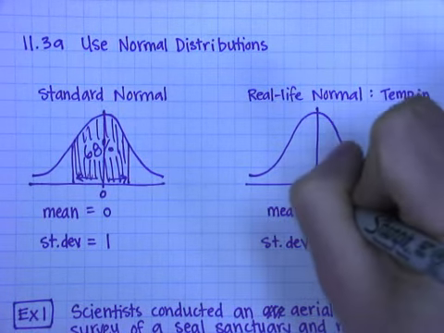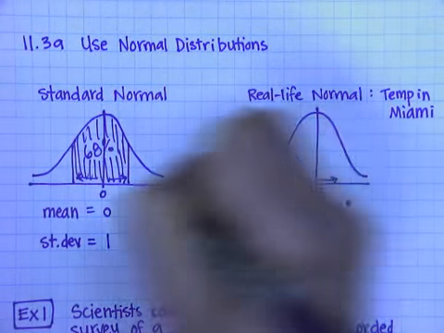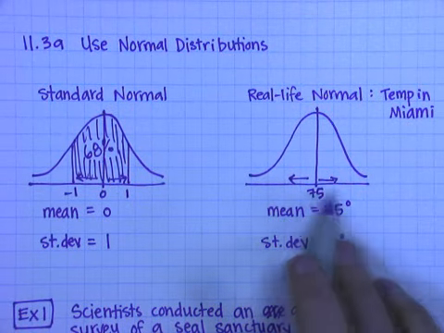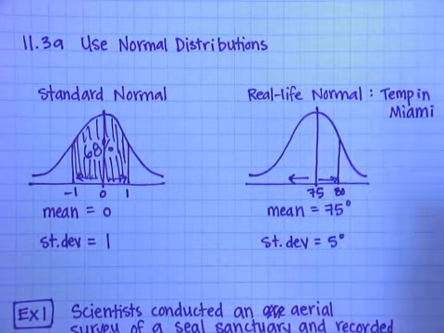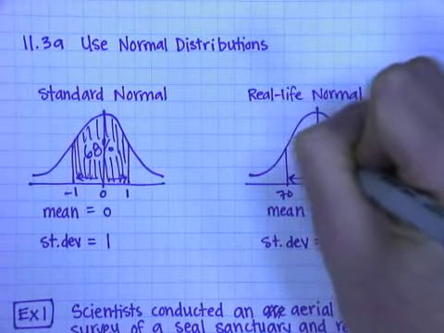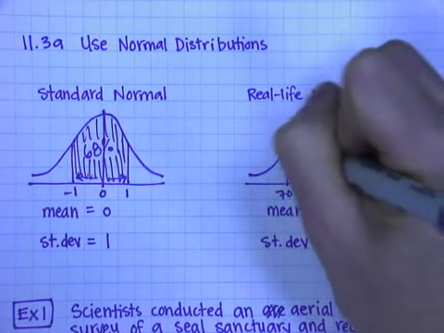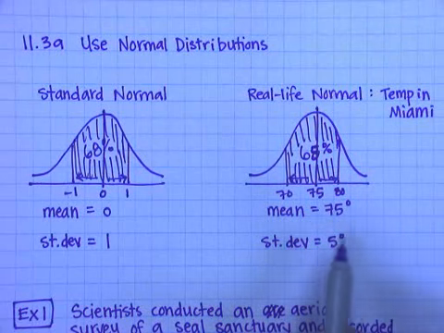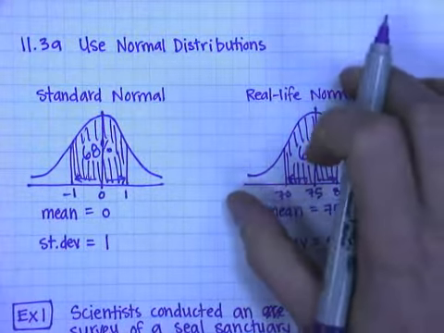So in this bell curve, we would make the middle 75. To go 1 standard deviation in both directions, instead of just going 1 unit in each direction, now we've got to go up 5 and down 5. Up 5 from 75 would be 80, so that's 1 standard deviation above. And 1 standard deviation below would be 70. That tells us that 68% of the time in Miami, the average temperature is between 70 and 80. So make sure that you're paying attention to the difference between standard normal and real-life normal.